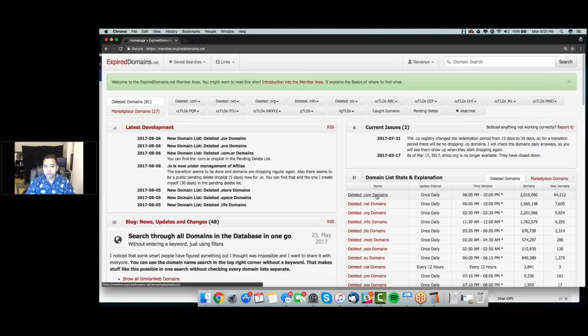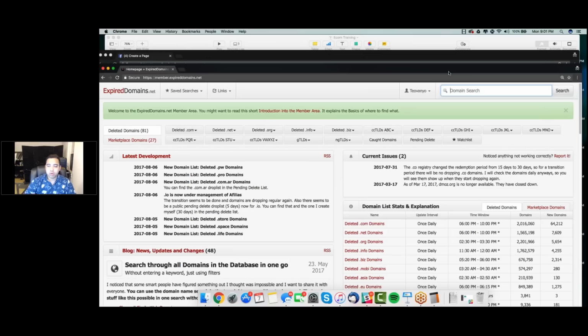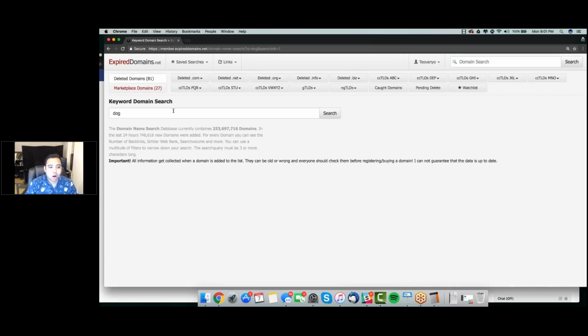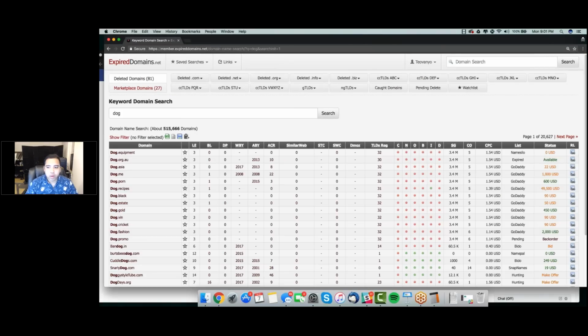So here's what you do. You click on .com domains. Well, we'll search for a domain first. The domain that we're going to search for is dog. We're going to use the keyword dog here, or dogs, or whatever. And here we have all these domains that are available. We have dog.org.au, which is available, and all these other domains. Look at this, dog.recipes selling for $49,000 on GoDaddy. Wow. Dog.fashion selling for $2,000. Dog.promo is on backorder.